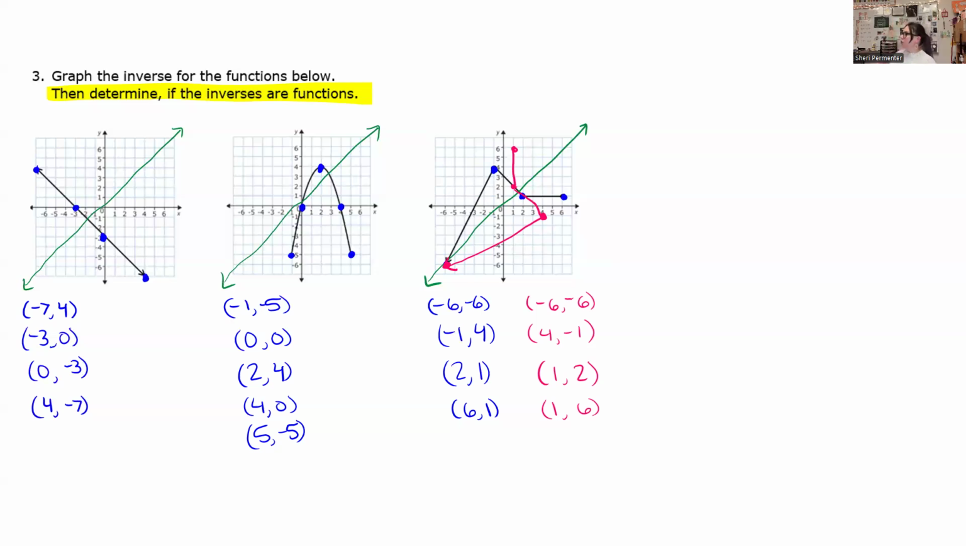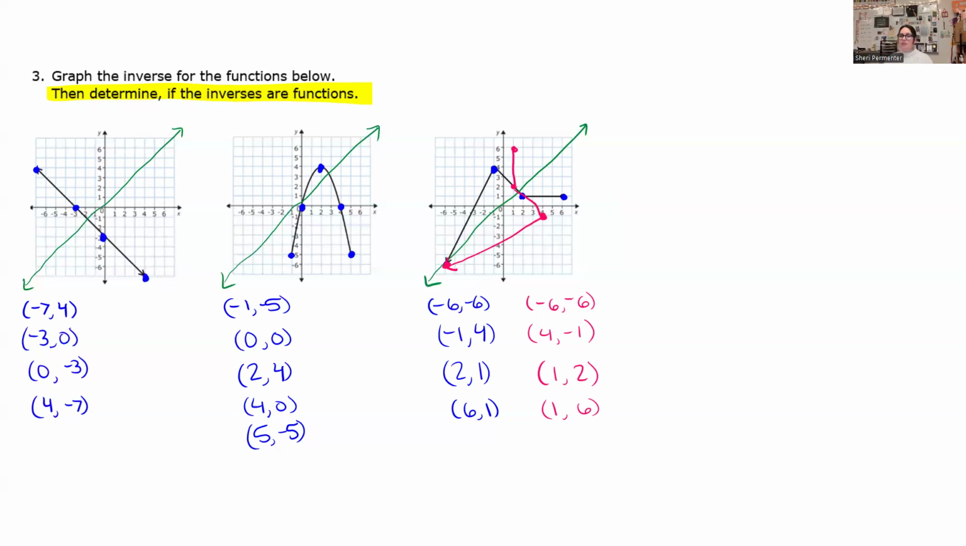This is a question on your quiz. This is like 10 points of your quiz, where you are given a graph. You need to write down the points and then make the points for the inverse and plot the inverse. That is 10 points of your next quiz. Can you do it? Yeah, I hope so. That is what we're going to do for the other two questions.